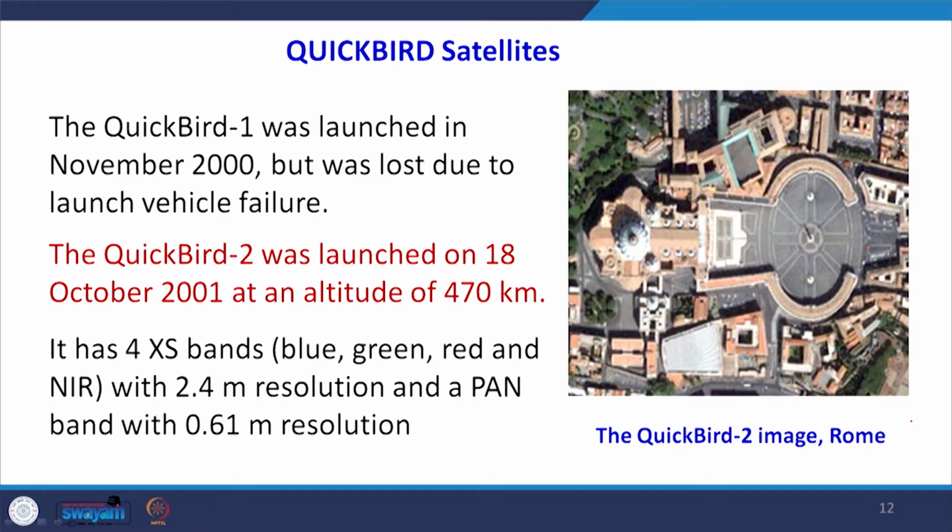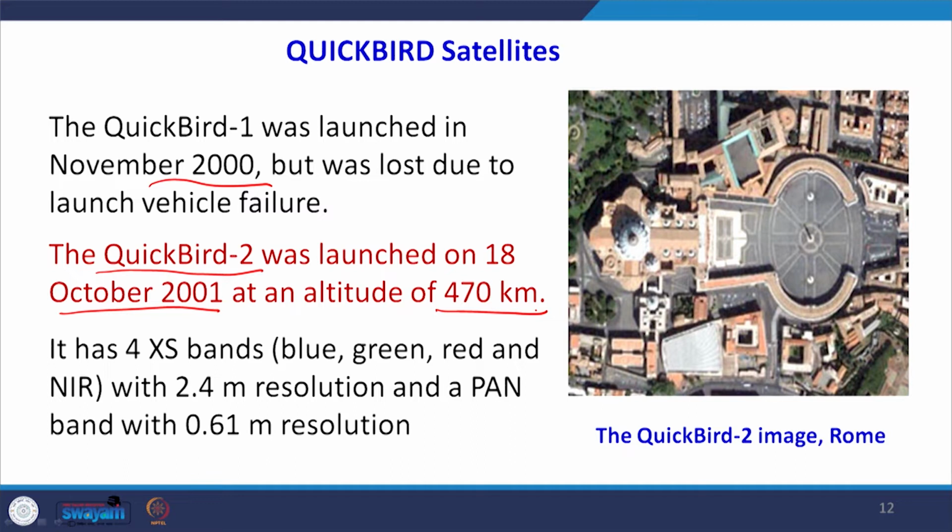The next satellite is the QuickBird satellite. The bird is flying up in the sky, so the name is derived from there. QuickBird was launched in the year 2000, but it was quickly lost due to a launch vehicle failure. Then QuickBird 2 was launched in October 2001 at a lower altitude. So the altitude was now 470 kilometers from the equator.